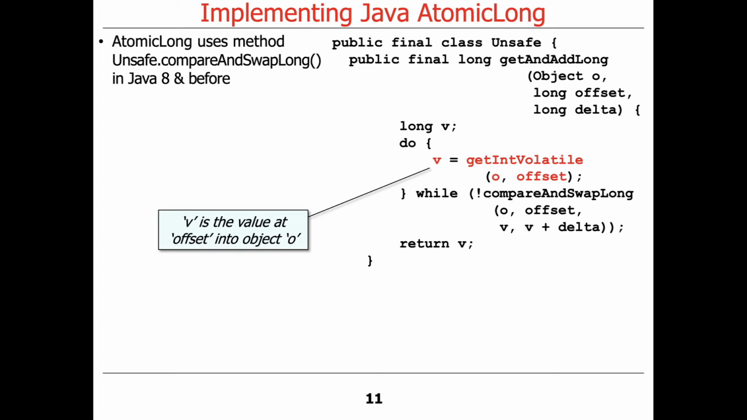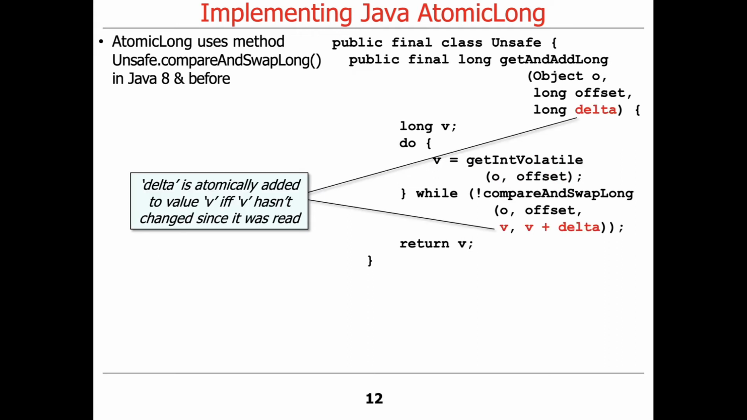So now we've got the current value. Now here's the interesting thing. This is an atomic read. However, it might have been the case, and this is really, really subtle, that between the point where we read the value at this offset and stored it into v, another thread came along and changed that value. So that's why we have to run this in a do-while loop. And in that do-while loop, we're going to check to see, is the value at this offset in this object still v? And if it is, we're going to atomically add delta to it, which will then update the value of v.